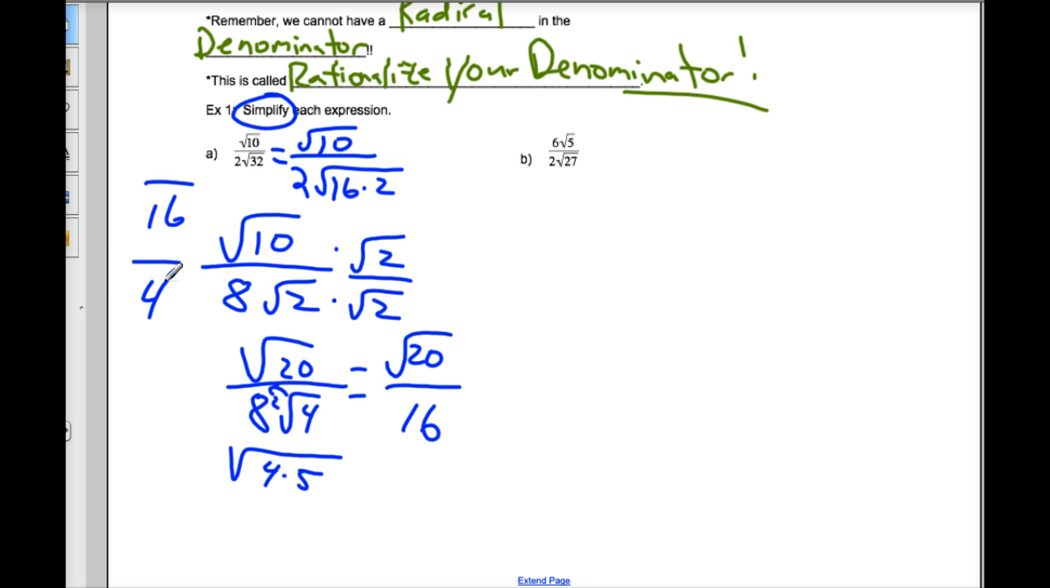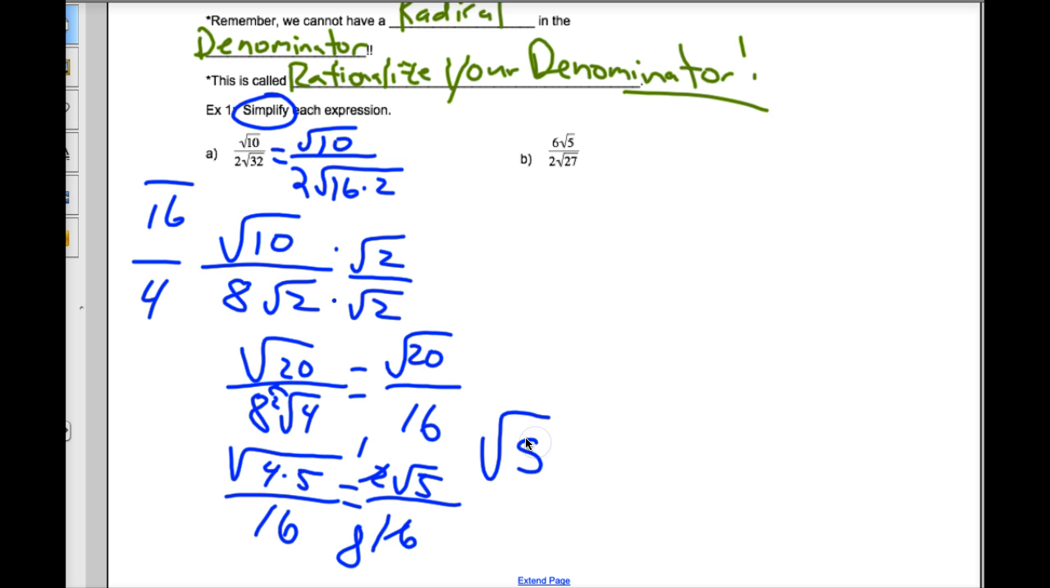Can you do it the other way where you multiply both by 8 radical 2? You could. That would be the long way, though. I did it and I still got it wrong. Well, I'd have to look at your work. Hey, it simplifies. You get 2 radical 5 over 16. They're both divisible by 2. Final answer: radical 5 over 8.